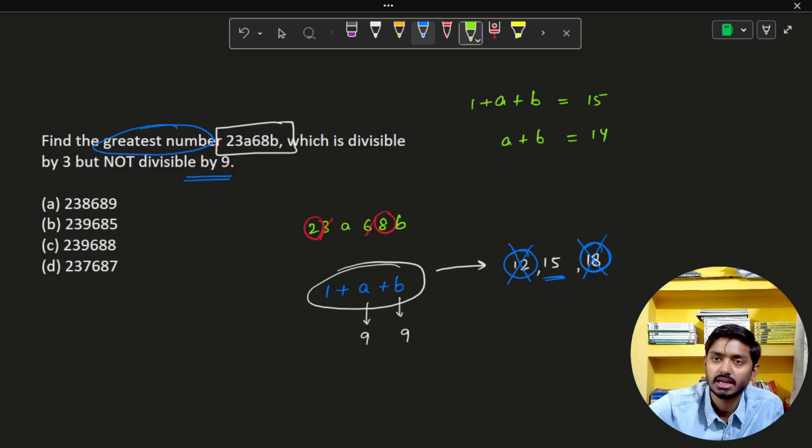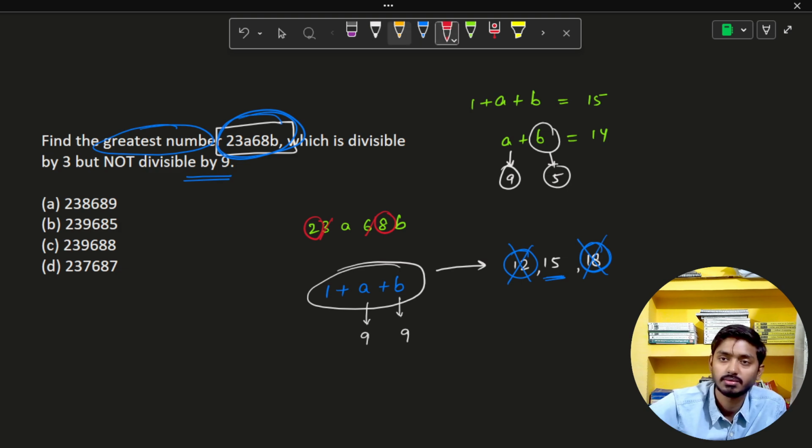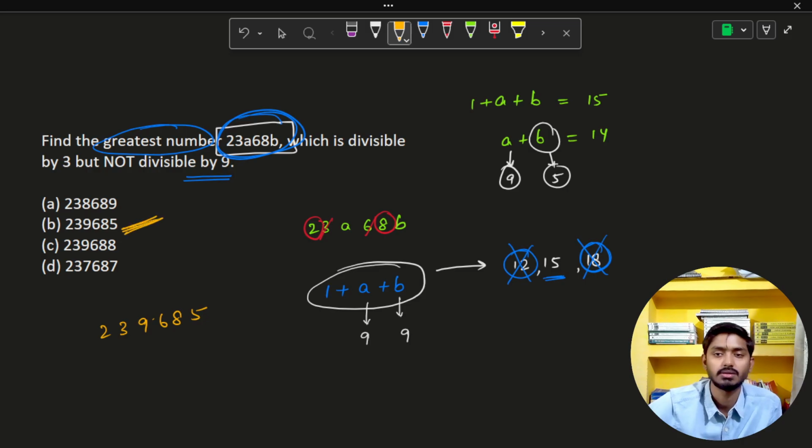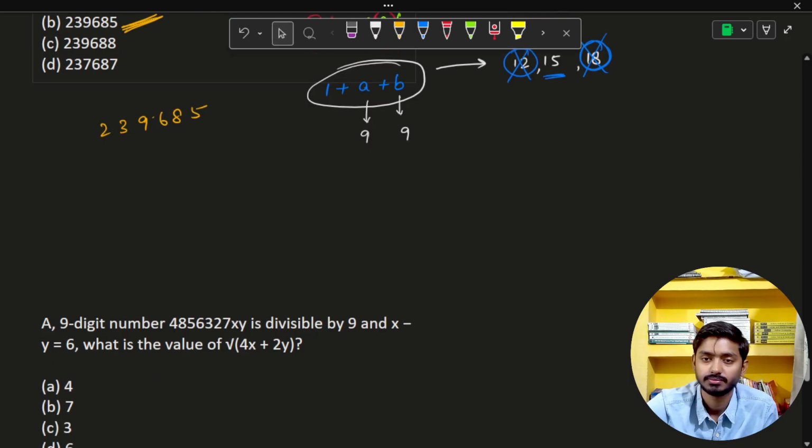And now try and understand, if you wish to make this number greatest, you will have to take the value of a to be greater. Maximum value of a you wish to take. So maximum value for a would be 9. If the value for a is 9, b would be 5. So our number becomes 2, 3, the value for a is 9, 6, 8. Value for b is 5, which is 6, 8, 5, option B. Are we good? All right.